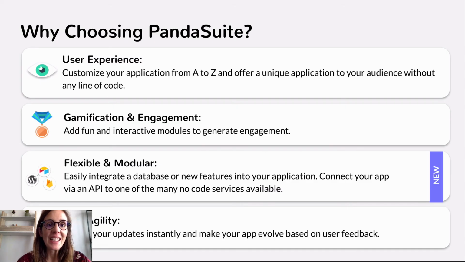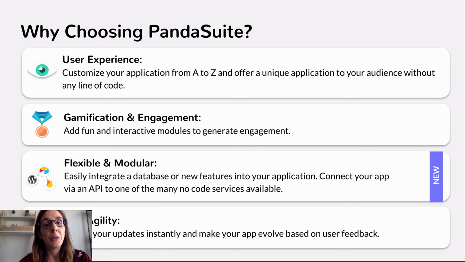So why should you use PandaSuite to build your apps? The first reason is user experience. When you are creating an app with PandaSuite, your app is really unique and really engaging. You can build it from scratch and provide a unique experience to your users without any line of code. The second reason is gamification and engagement. Thanks to the large feature set of PandaSuite, you can add fun and interactive modules to generate engagement within your app, such as drag and drop, puzzle, image recognition, or even motion sensor.